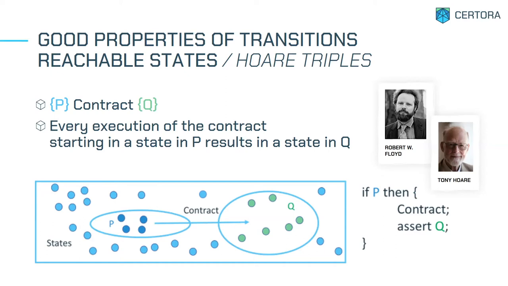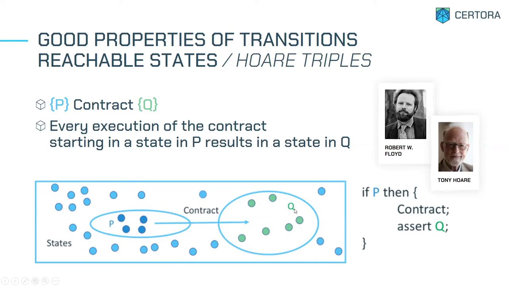So it's a condition on your environment. P is what you are assuming, and Q is what you are ensuring. It's a kind of design, sort of rely-guarantee. This is how you build systems, and it allows you to compose systems. What it requires is that every execution, if you start with a state which satisfies P, finishes with a state that satisfies Q. So basically, you see here, from this state, you go to this state.